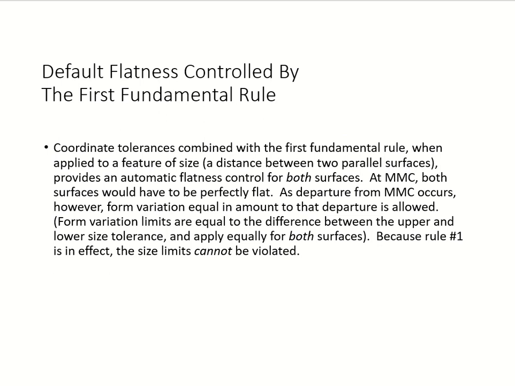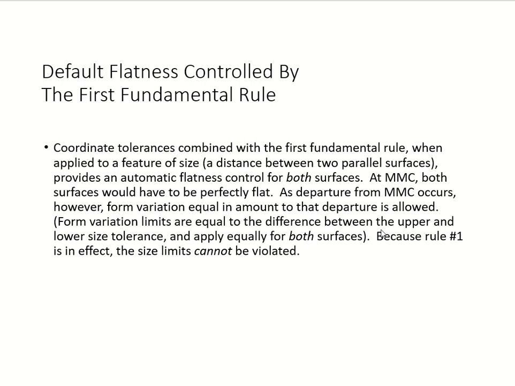The very first fundamental rule is your default flatness. You control with this first rule. So your coordinate tolerances combined with the first rule apply to the feature size. Your feature size is nothing but the distance between the two parallel surfaces, and it gives you automatic flatness control for both surfaces. They are in contact with each other. So if you have MMC, then both surfaces have to be perfectly flat.